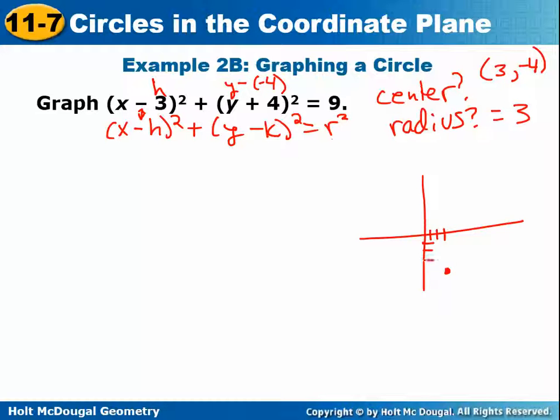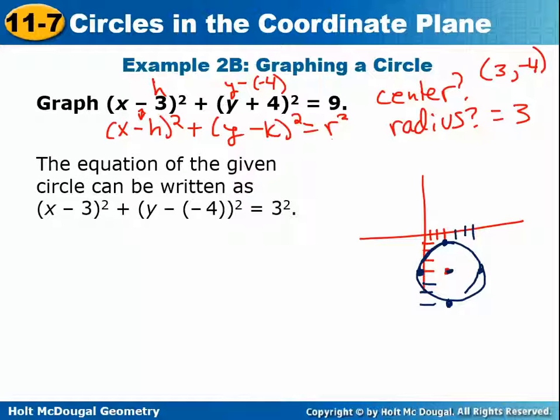1, 2, 3, 4. And then the radius is 3, so I would go from the center up 3, down 3, to the right 3, and to the left 3, and then I would curve this, or I would use the Word tool and grab a circle tool and try to center it at the center.